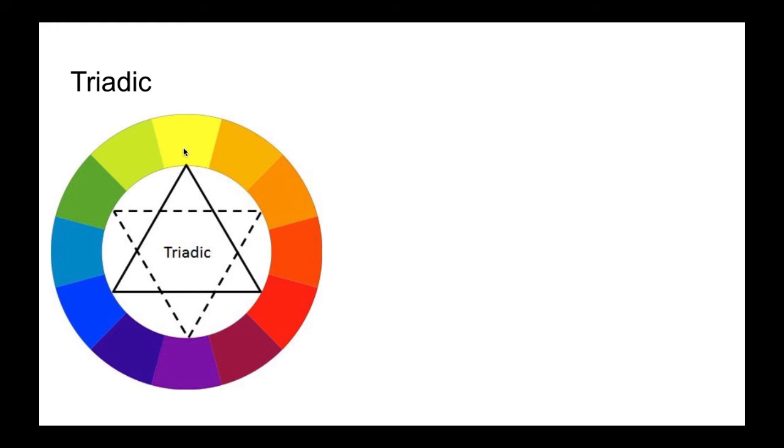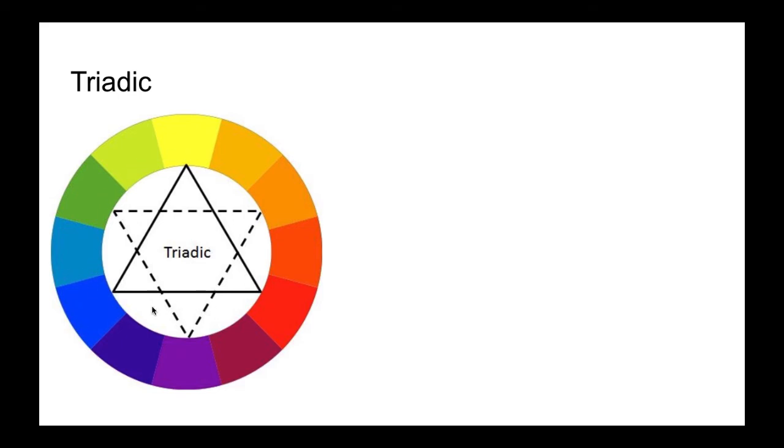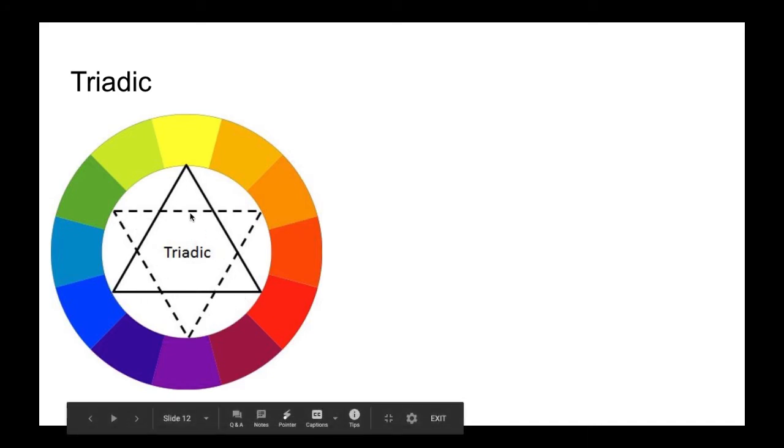So if I start with yellow and I have 2 other colors that I'm going to use, I know that I'm going to count over 4. I'm going to use red, count over 4. I'm going to use blue. And so those 3 colors are evenly spaced on the color wheel. And those are all primary colors. So you can have a primary complement. This dotted line here is showing the secondary complement. And then you can even have tertiary complements.